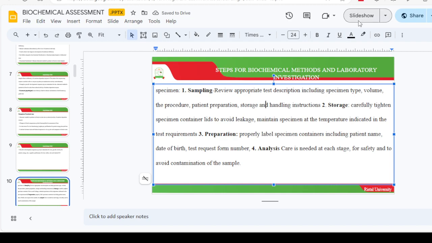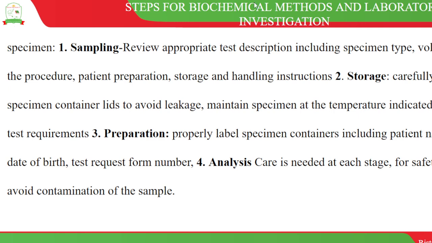Hopefully that's all. So let's get to understand this concept here, that the steps are: first, you do sampling. This involves reviewing the test descriptions, which include the specimen type, what kind of specimen you need, how much volume of the sample you need, and what procedures you are going to take to collect the sample. You prepare the patient for the sample collection, and then decide how you are going to store this sample and how you are going to handle it. If it's blood, how are you going to handle it, and everything.